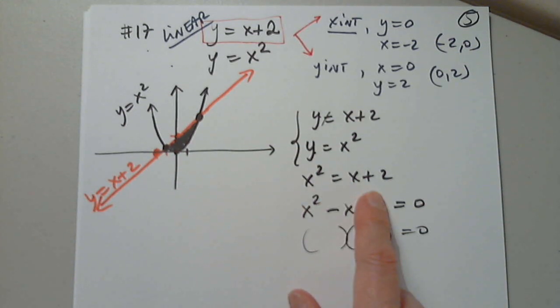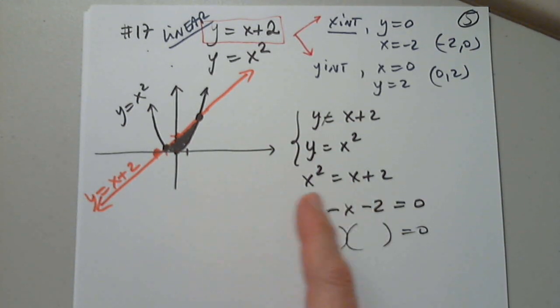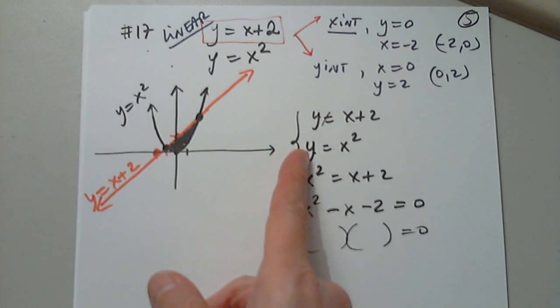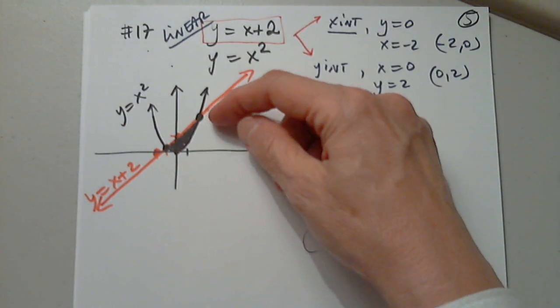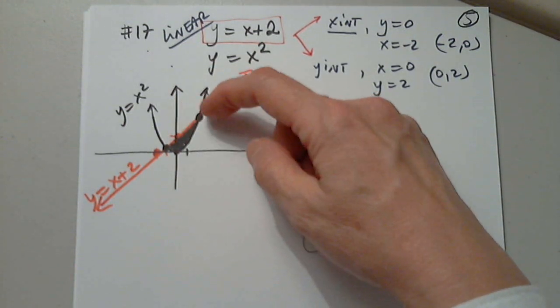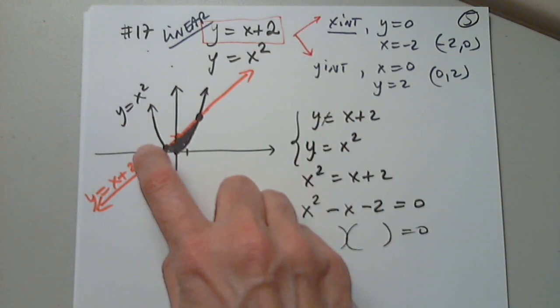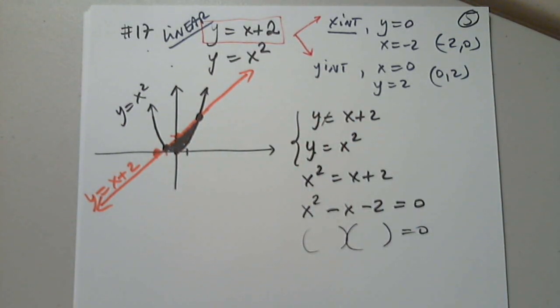x squared equals x plus 2, right? They have to be the same because y and y. For this point, both functions have the same height. That's why we set them equal to each other. It's because we're using substitution.